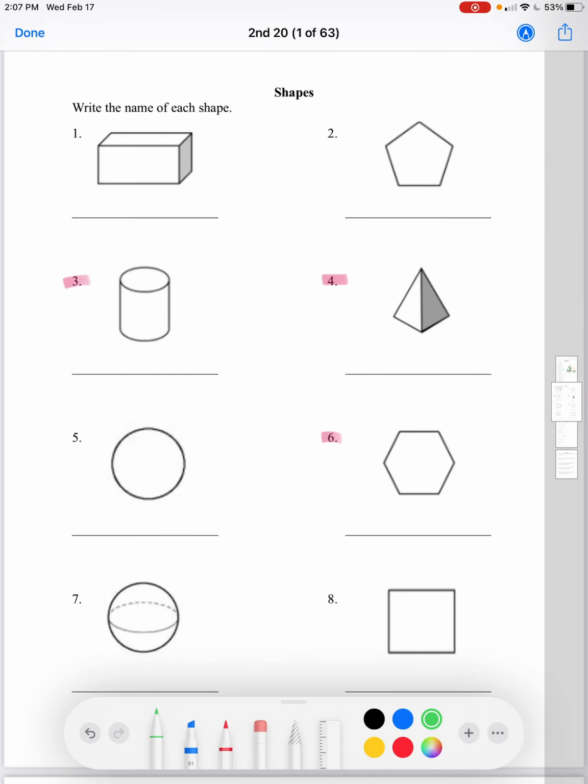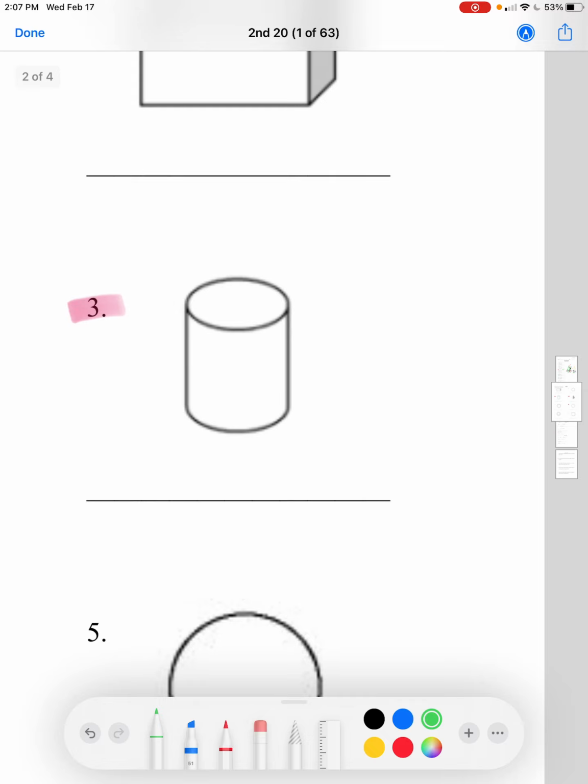Now we'll go over shapes. So we're given a variety of 2D flat and 3D, which are solid shapes, and we're just going to find the name of each of them. So let's start with number 3.